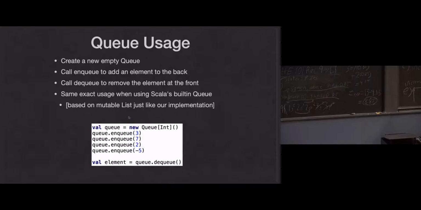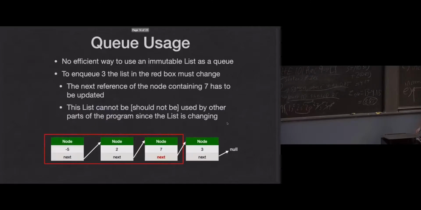But I need to show you the concepts anyway. Scala's built-in queue is built on a mutable list. So Scala's list class that we've been using all semester, Scala's queue is not built on that list. It's built on a mutable version of that, just like our linked list node class. And I want to talk about why that is.